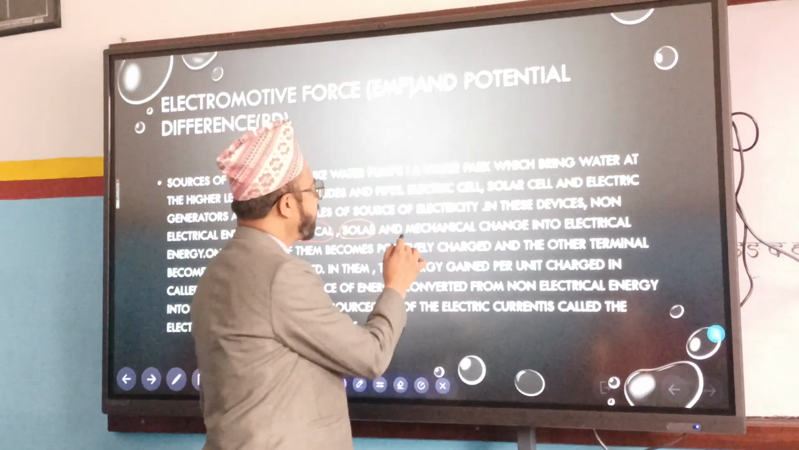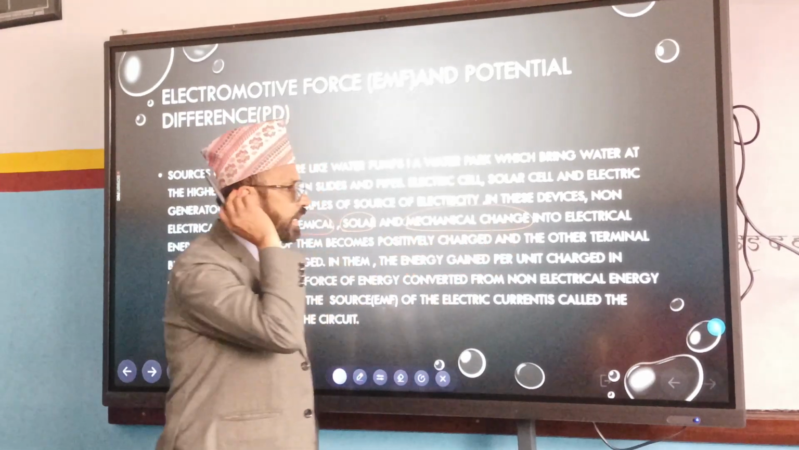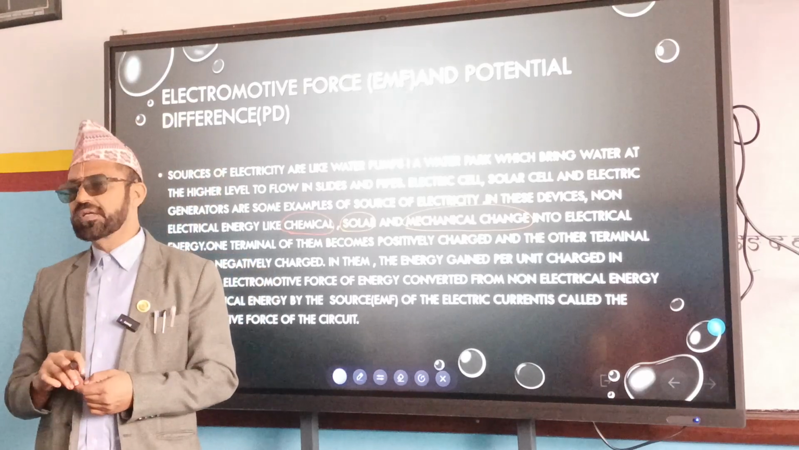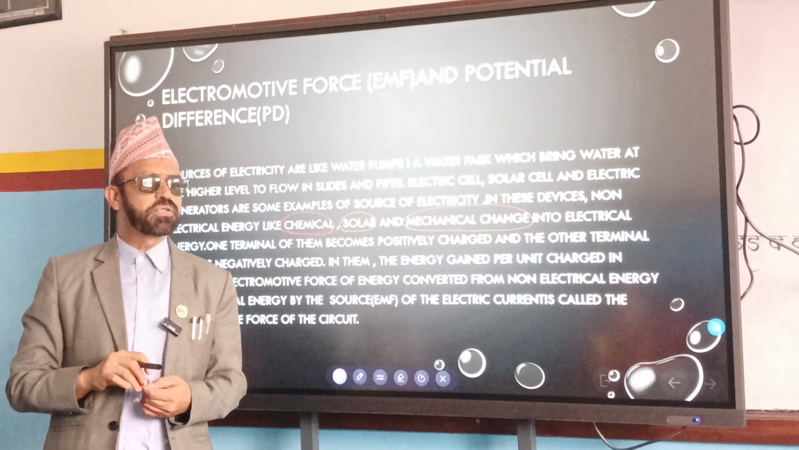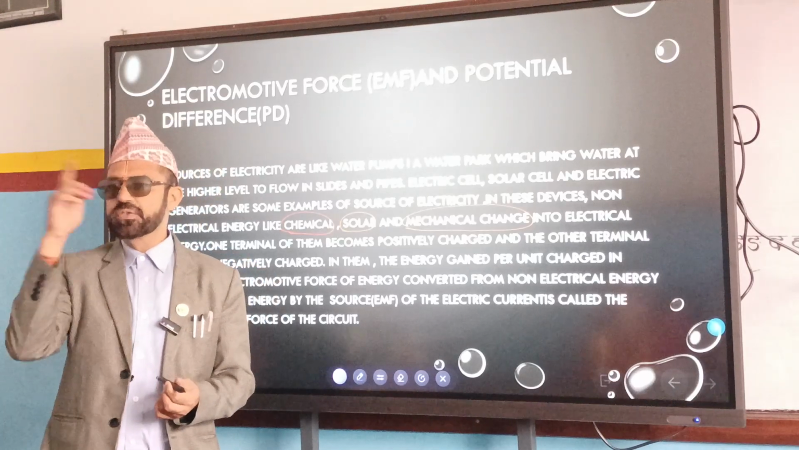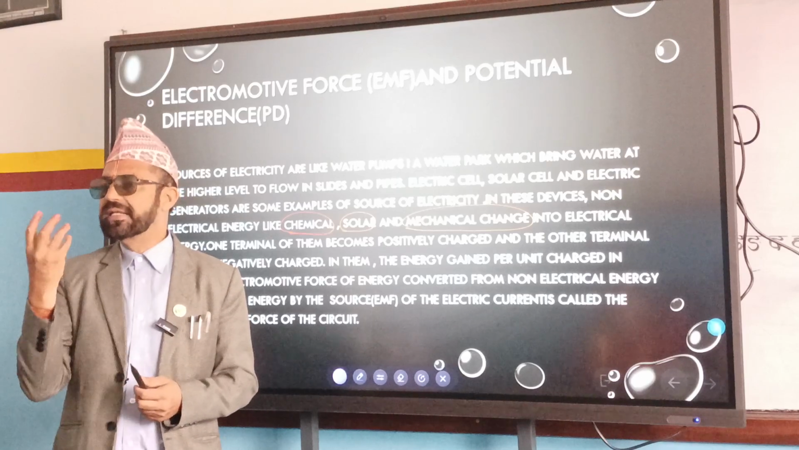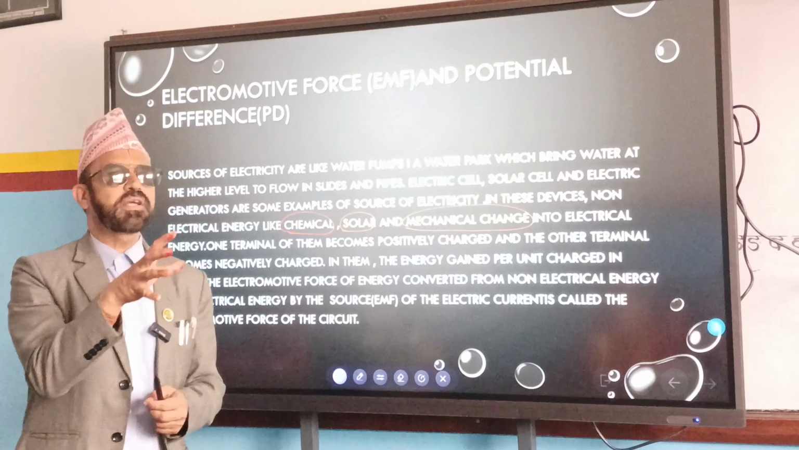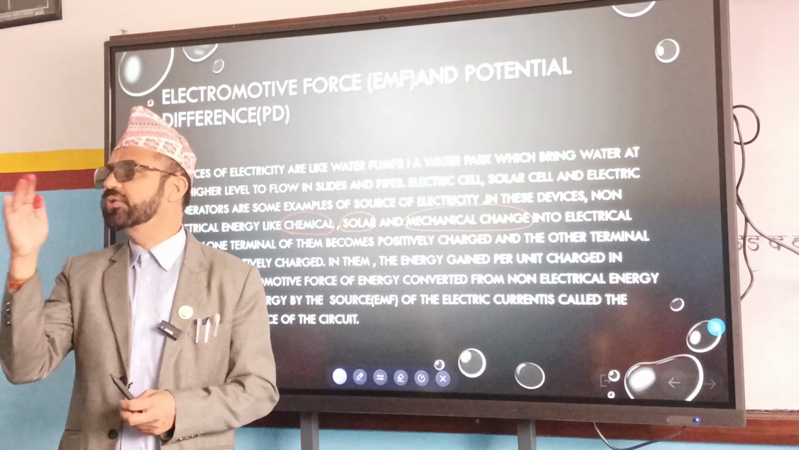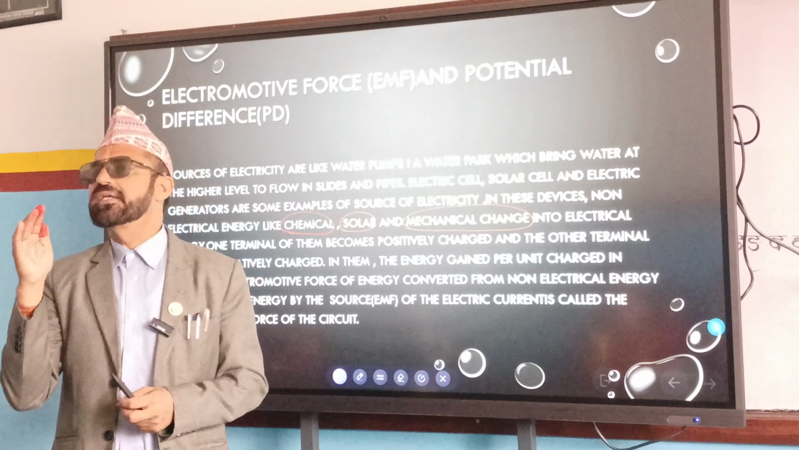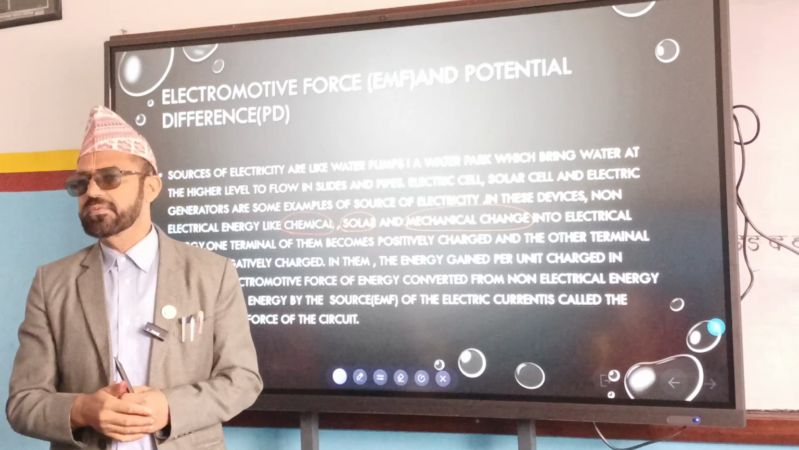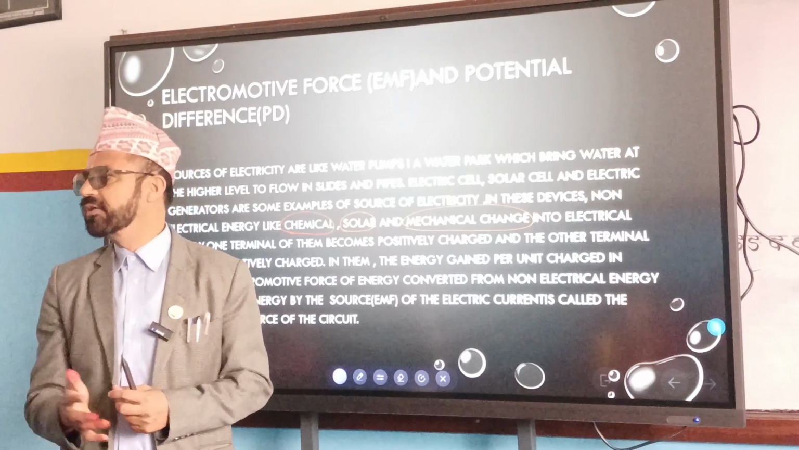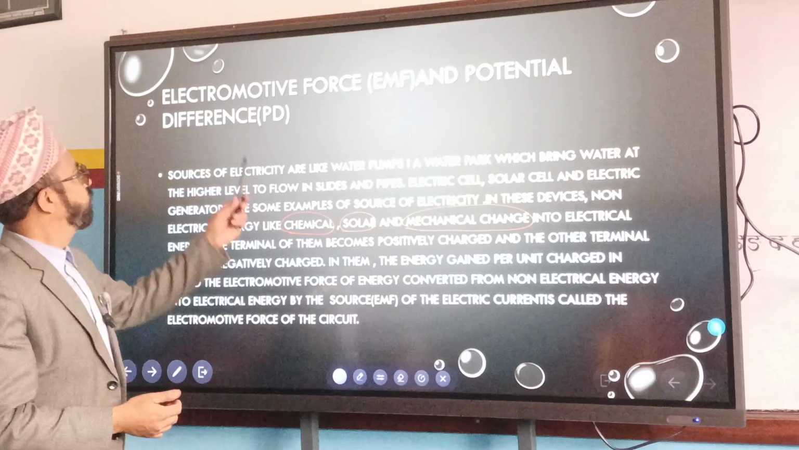And here is mechanical change. Mechanical change means by the help of water also it can be produced. By the help of wind also it can be produced. Because they rotate the turbine and electricity is produced. So, how much non-electrical energy is converted into electrical energy? That is EMF. The amount of non-electrical energy converted into electrical energy is called electromotive force.